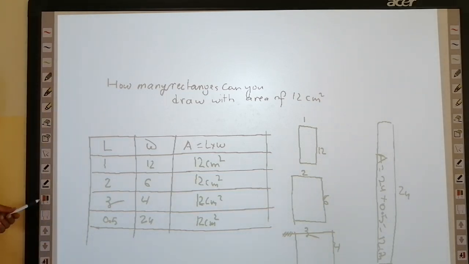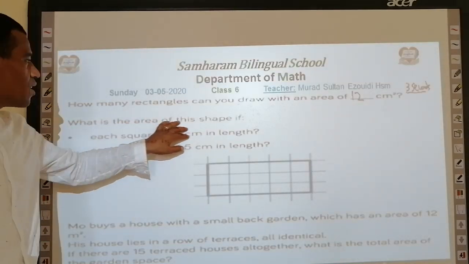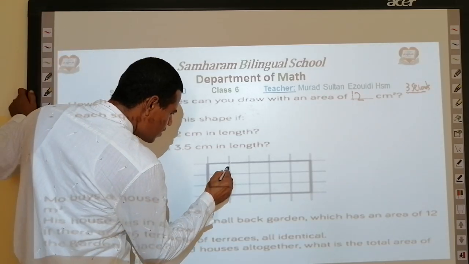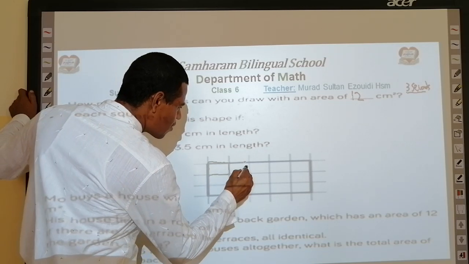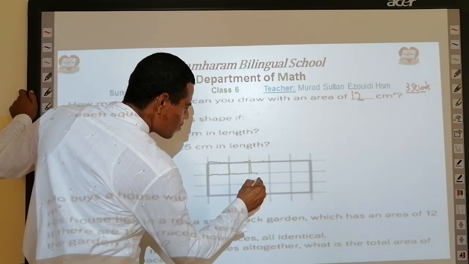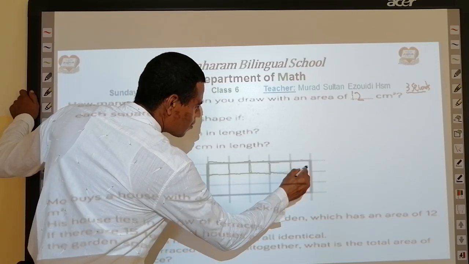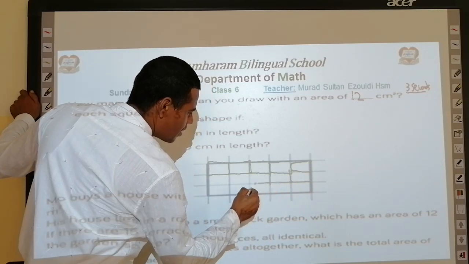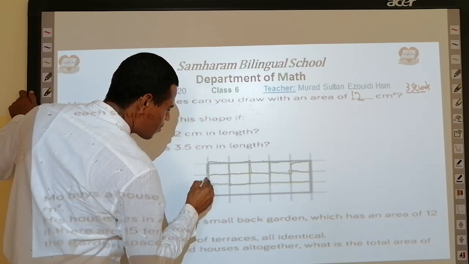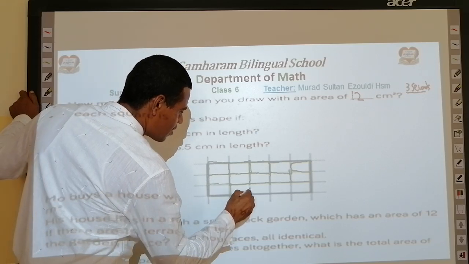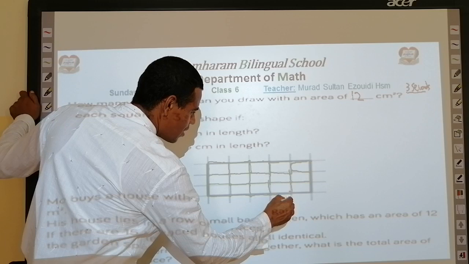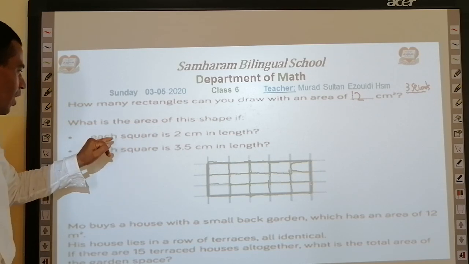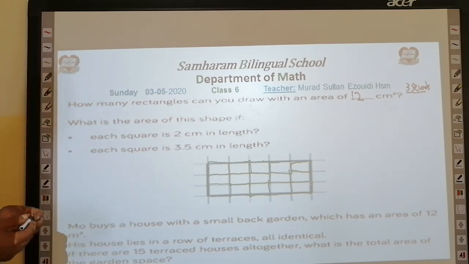The next one, learners. What is the area of the shape if each square is 2 centimeters? This one is 2 centimeters, my learners. All of these small squares have an area of 2 centimeters squared. The question is, try to count these squares to find the area.